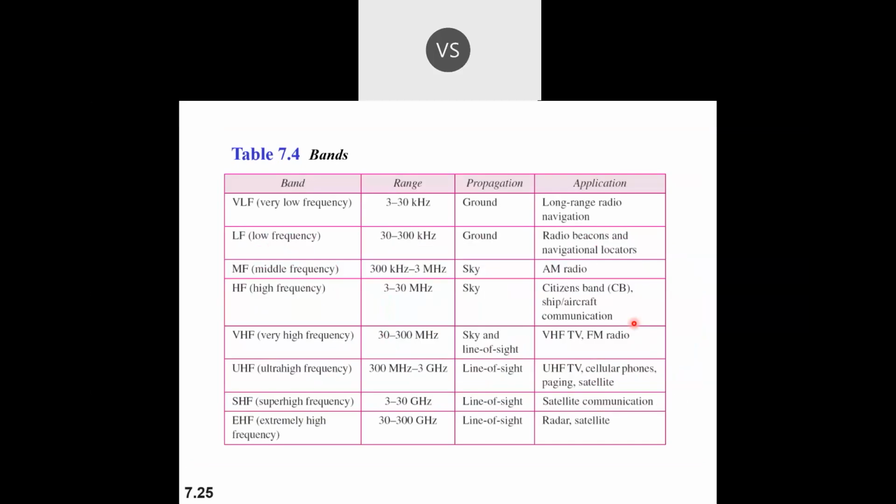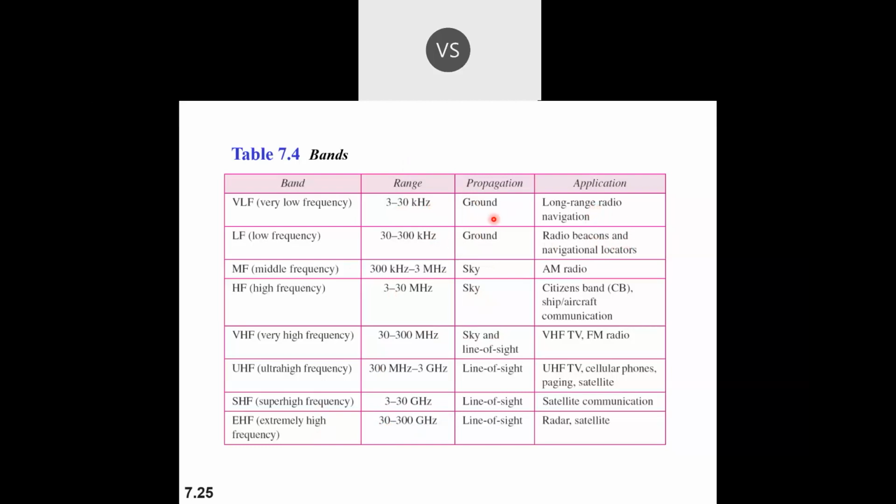These are the bands and their applications, and it is a very important question for us. What are the bands? There are VLF, LF, MF, HF, VHF, UHF, SHF, EHF, from very low frequency to extremely high frequency, starting from 3 to 30 kilohertz and going up to 30 to 300 gigahertz. They are used for different types of communication, initially up to 300 kilohertz for radio beacons, navigators, locators, and long range radio navigation.